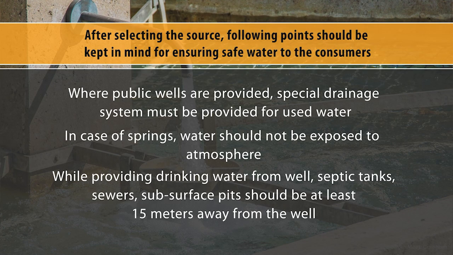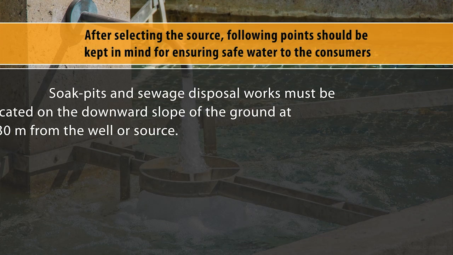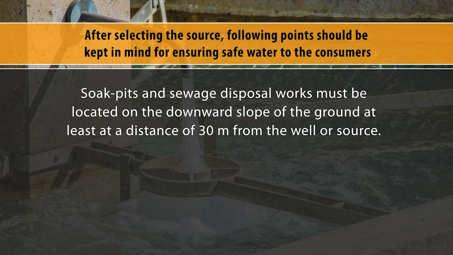While providing drinking water from a well, septic tanks, sewers, and subsurface pits should be at least 15 meters away from the well. Soak pits and sewage disposal works must be located on the downward slope of the ground at least at a distance of 30 meters from the well or source.